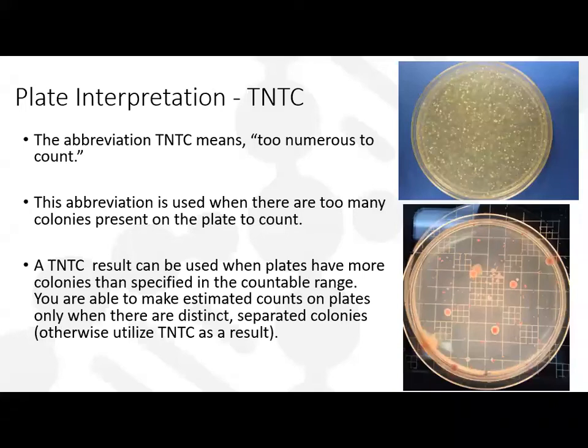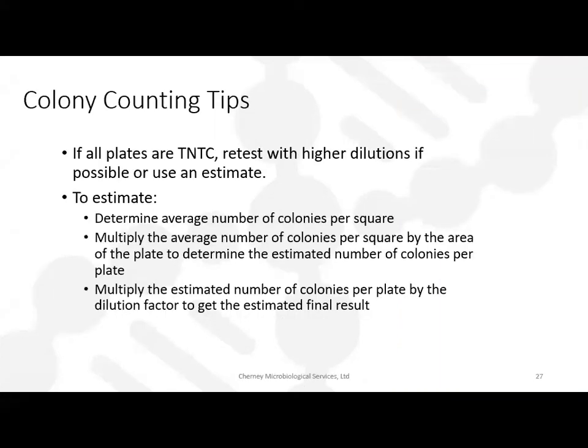So if I'm looking at the plate on the top, I would report that out as a TNTC result. There's no way that I could get an accurate estimation using that plate. There's just too much growth present. However, the one on the bottom is probably slightly over the upper range for my countable limit. I could make a good estimation off of that plate just because you can see distinct separate colonies there. Okay. So if all the plates that you set up are TNTC, it's a good idea to retest with higher dilutions if possible. But like I said, you can use an estimate.